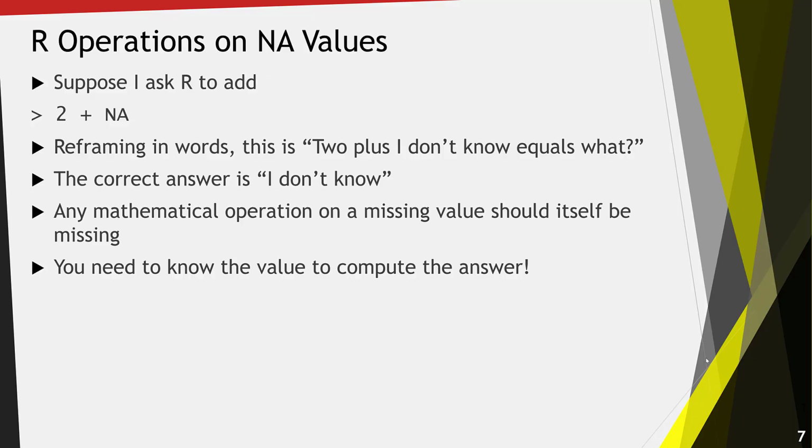Suppose I ask R to add 2 plus NA. If I were to reframe this mathematical expression in words, I would be asking R, 2 plus some number I don't know equals what? The correct answer is, I don't know, because I don't know what that second part of the operation is. Any mathematical operation on a missing value should itself be missing, because it reflects that you don't know everything that's feeding into that calculation.